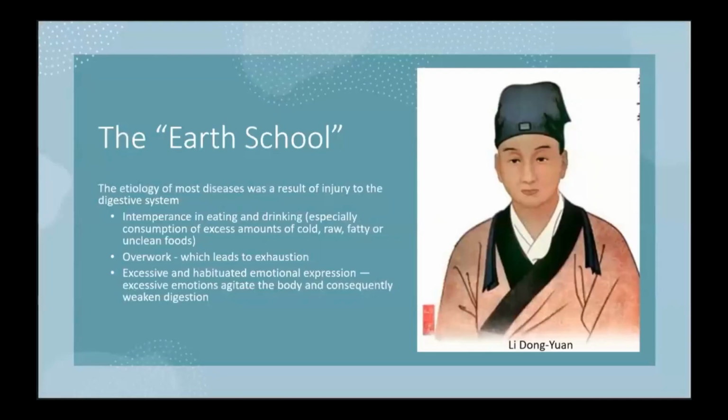So this guy, Li Dongyuan, this guy's very interesting, founded the Earth School. This is like 1200 AD. And his story, this is like a war-torn time. So he had a lot of different things that he saw in the people there. Overwork leads to exhaustion and intemperance in eating and drinking, right? So if you eat too much different types of food, cold, raw, fatty, or unclean foods, or too much sweet foods, you start to suffer.